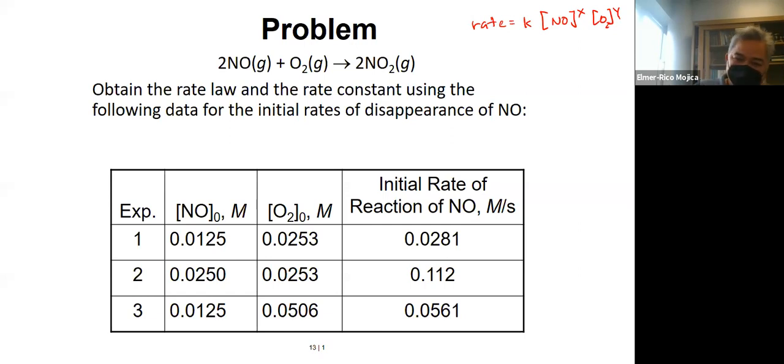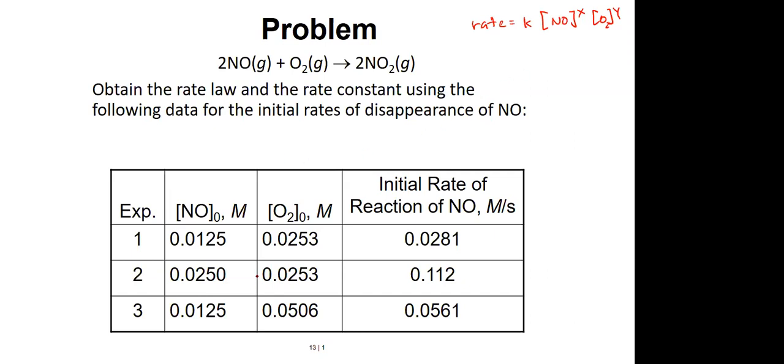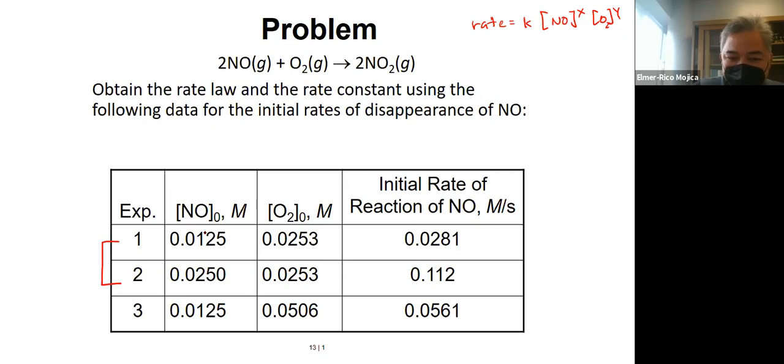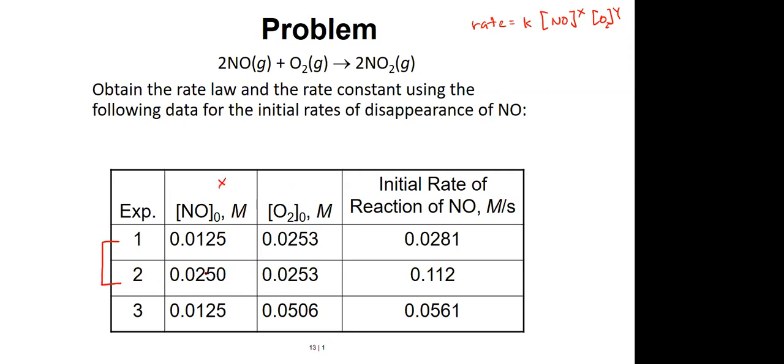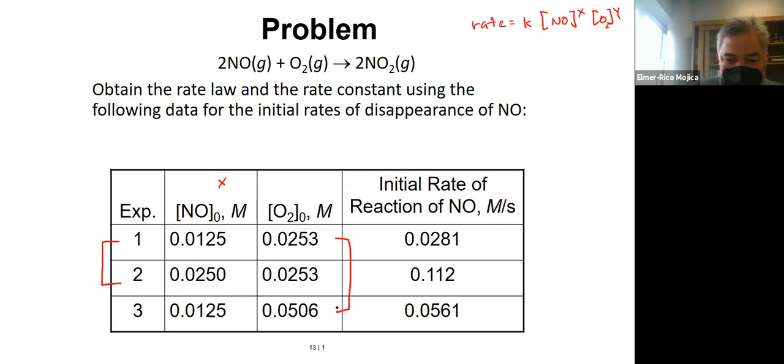So how are we going to solve this? Anyone still remember this? You have to find the experiments with equal concentration for each. So maybe this one and this one, let's assign x to the NO, and then this one and this one for the y. Because in this one and 2, you have changing NO with oxygen as constant. And then this one, you have changing oxygen with NO as constant.